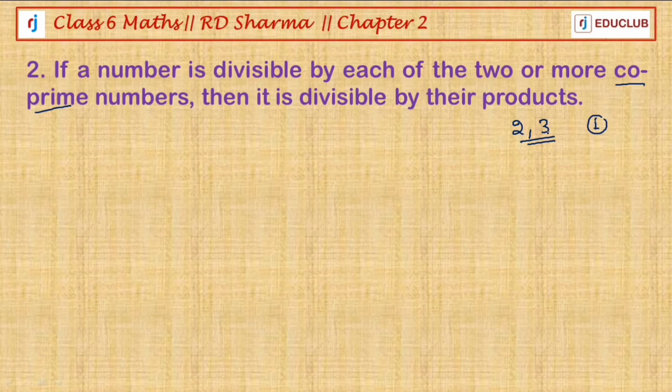For example, we can say 2, 3 can be there, 4, 5 can be there, 7, 11 can be there, 14, 15 can be there. Only 1 is common in all these numbers, okay? So these are co-prime numbers.